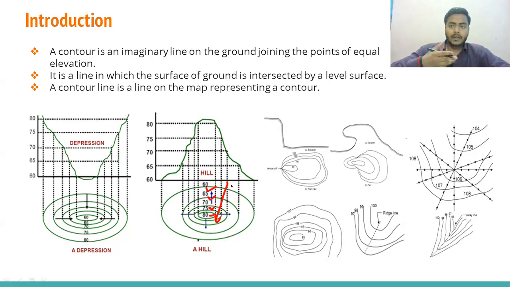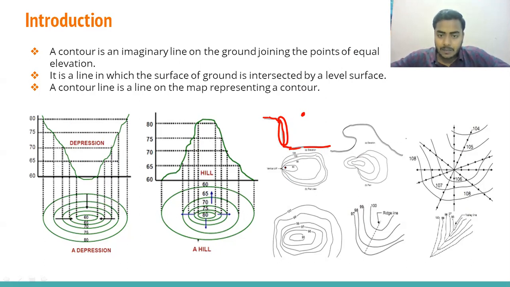So when elevation is increasing towards the inside of the contour lines, it means it will show a hill or elevated portion of earth. In this case, you can see the ground is coming like this. At this point the elevation varies, but the horizontal distance is not changing. Means at a single point we are getting so many elevations, so many points of equal elevation.